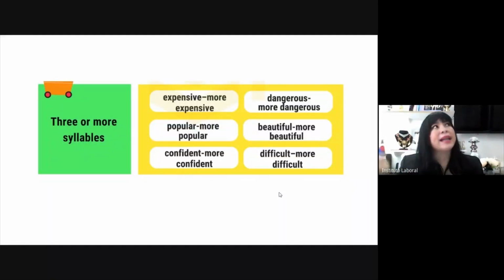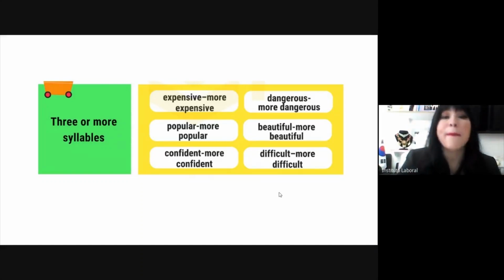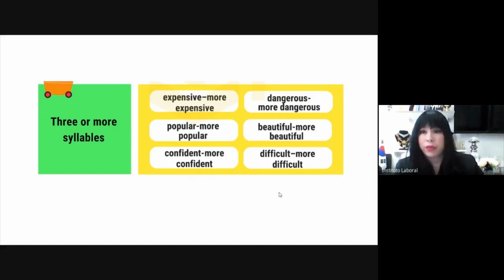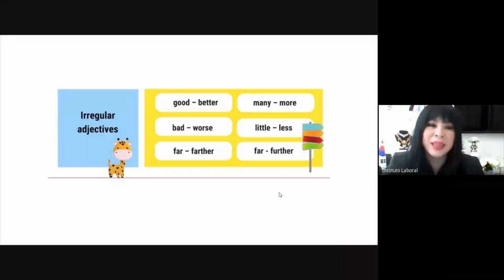Three or more syllables. What happens when the adjective has more than two syllables? Expensive, more expensive. Dangerous, more dangerous. You just need to add the word more before. Popular, three syllables, more popular. Beautiful, three syllables, more beautiful. Confident, more confident. Difficult, more difficult. Remember, when the adjective is two syllables, not ending in Y, we add the word more. When it is three, four, five syllables, we add the word more at the beginning.